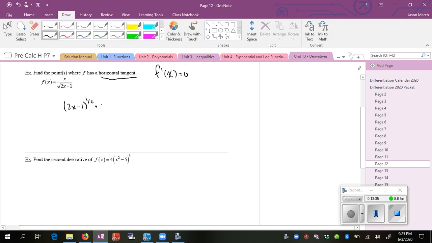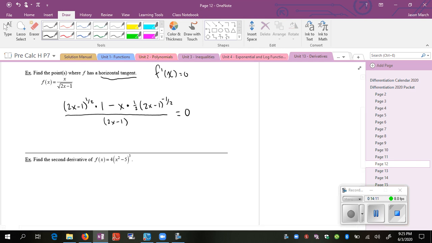D high over the top is 1, minus high d low. D low is now the derivative of this parentheses. So we have 1/2, 2x minus 1 to the -1/2, all over the denominator squared. Well, low squared is just 2x minus 1. We're setting this equal to 0. A fraction is only going to equal 0 when the numerator is equal to 0, so I really only need to worry about the top here.